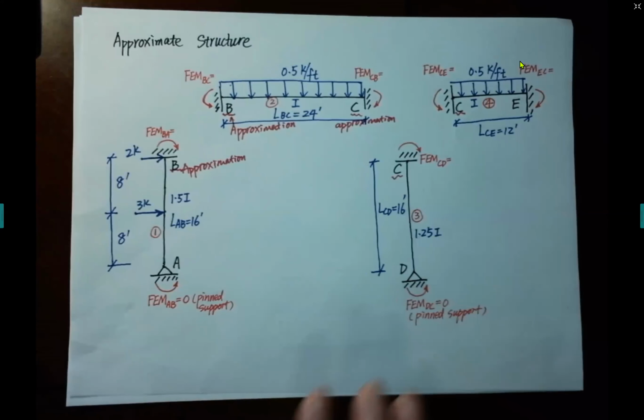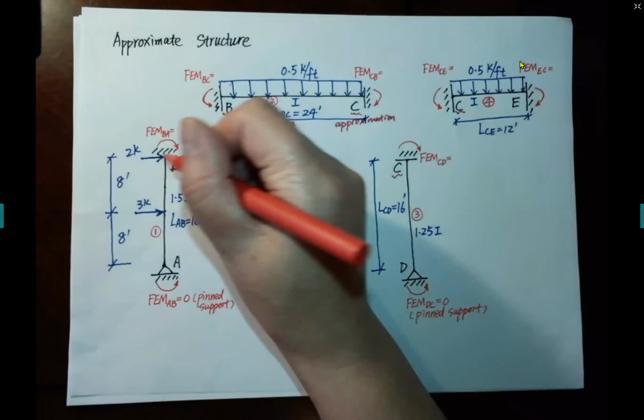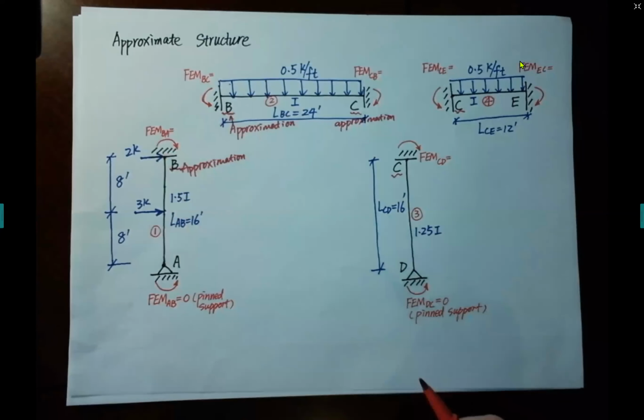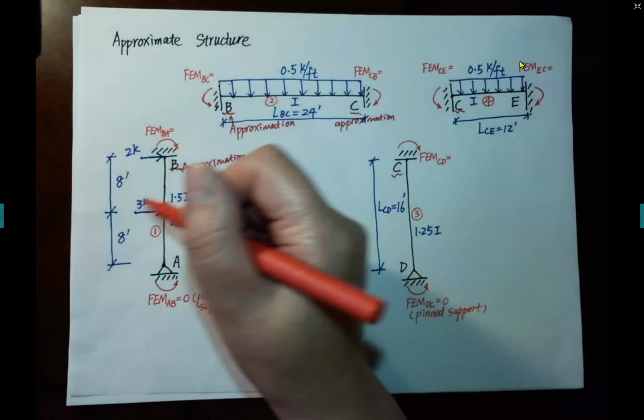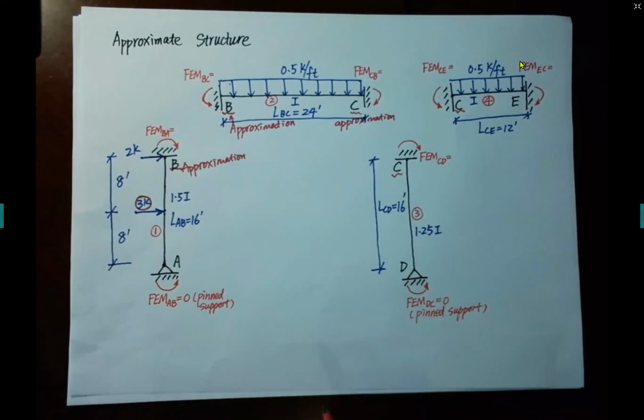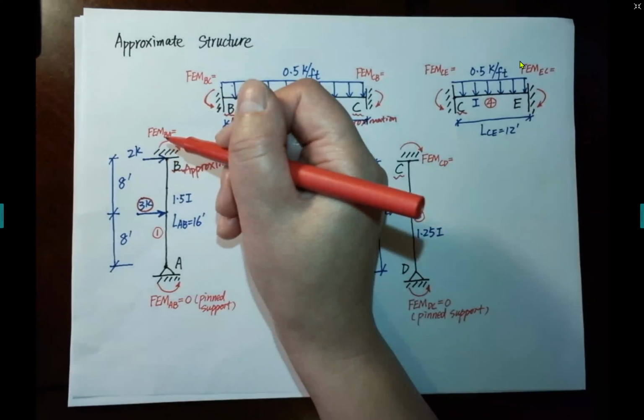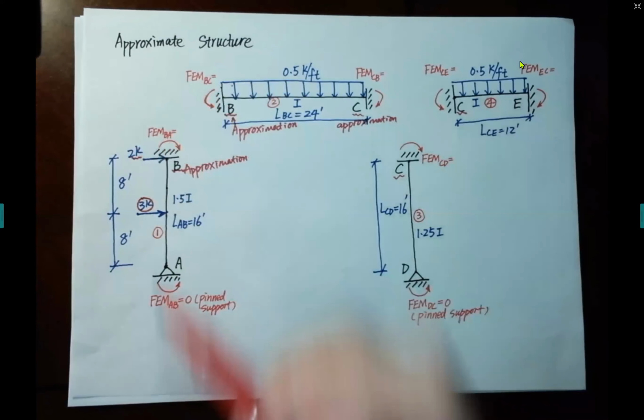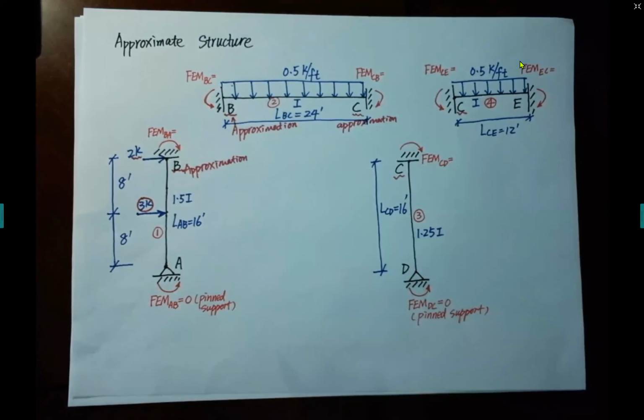For example, member one has a pinned support at A and a fixed support at B. Based on this support condition and the load pattern, we have a 3 kip load in the middle of column AB and a 2 kip load at support B. We know that any load directly at a support will not generate any moment in the member. So we just use this 3 kip load to calculate the fixed end moment.